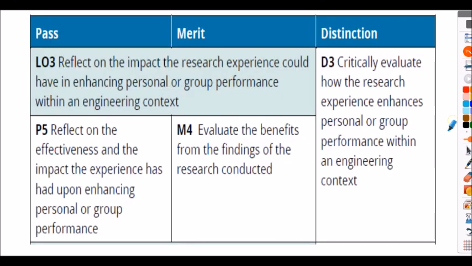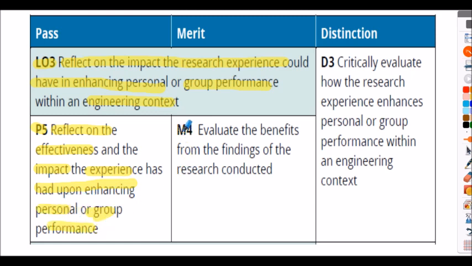I'm going to take you through the requirements of Learning Outcome 3. A lot of this is in your book already that we handed out. So Learning Outcome 3 is about the reflection on the impact the research experience could have in enhancing your personal or group performance within an engineering context. So the pass criterion P5 says to reflect on the effectiveness and the impact that the experience has had on enhancing your personal and group performance.